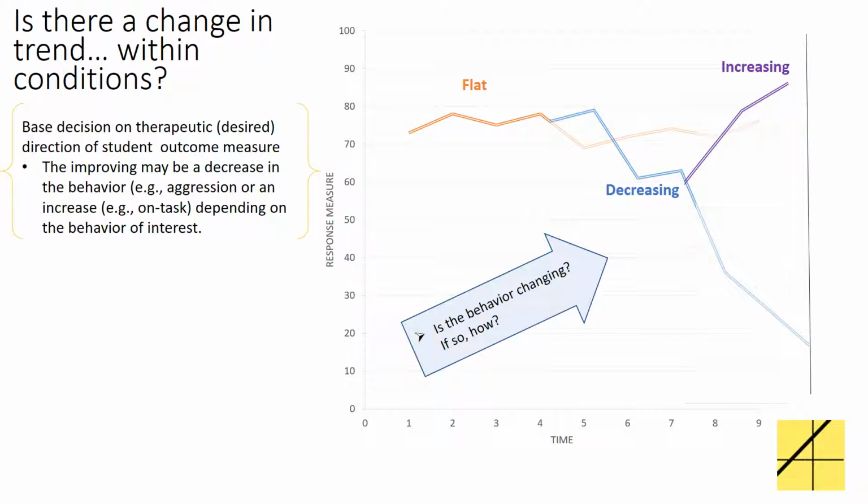When examining trend, look for any changes in level within a condition. In this illustration, there are three overlays: an orange trend line with a relatively flat or zero trend, a decreasing blue trend line, and an increasing purple trend line. When asking yourself if there is a change in trend within conditions, it is important to consider the desired or therapeutic direction of the behavior of interest and whether or not the intervention is or is not in place, based on condition and treatment integrity data.